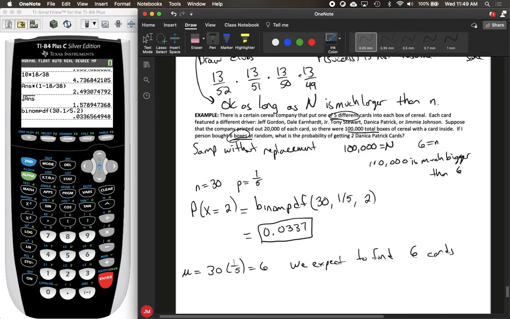All right, guys, that wraps up our unit number 5. That does it for our discrete random variables, and in particular, this last one, our binomial random variables. Until next time, have a great rest of your day.